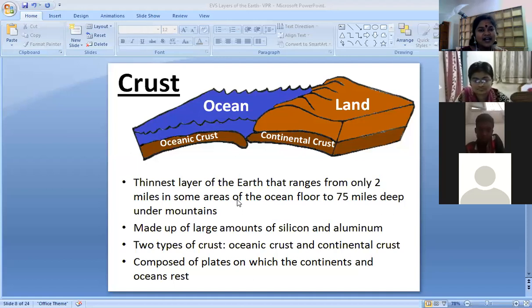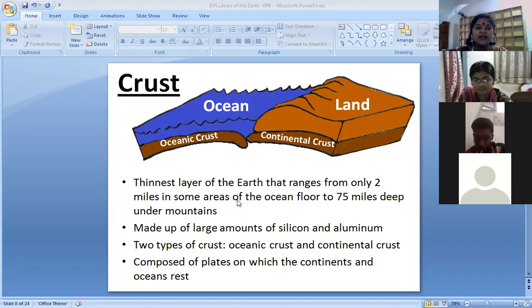Then this layer is the crust. We are talking about the crust part. Okay, this is made up of large amounts of silicon and aluminum. Silicon, you know, of course, soil, all those soil ingredients. Even the human body comes from this sand. Whatever chemicals are in the soil, all those chemicals are found in our body also. Either it is potassium or iron or calcium, phosphorus, everything is there. Whatever it is found in the soil, we have it.